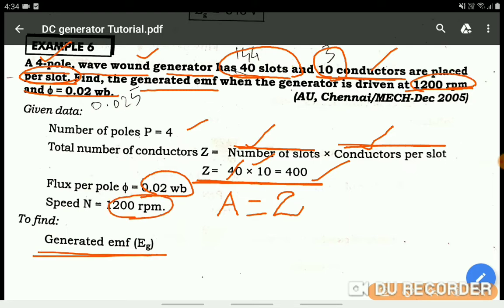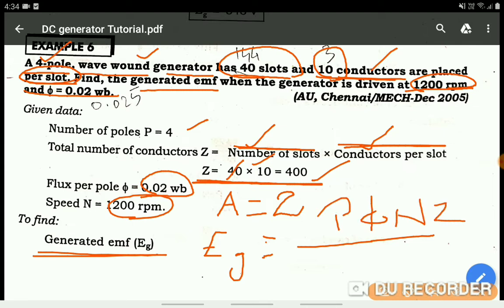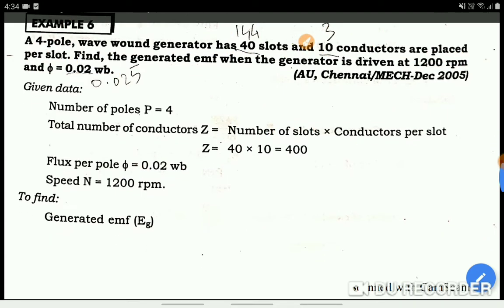Generated EMF EG, we all know that EG is equal to P phi N Z by 60A. All the information is given: P, phi, N, and Z, and for a wave wound A equal to 2. All the information is known.